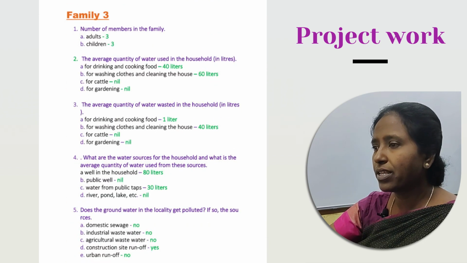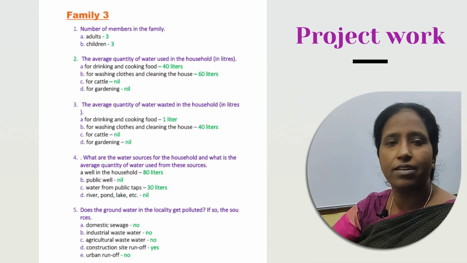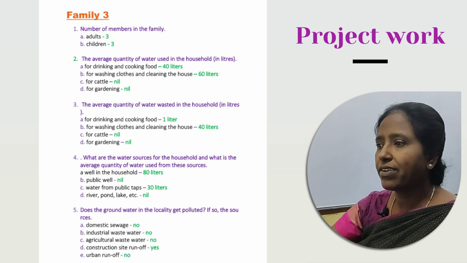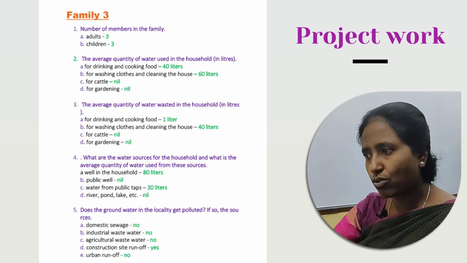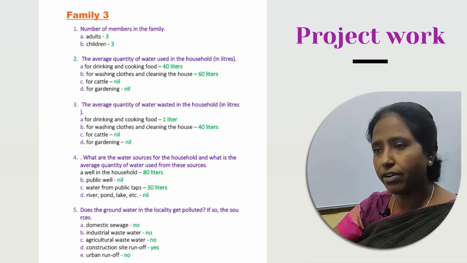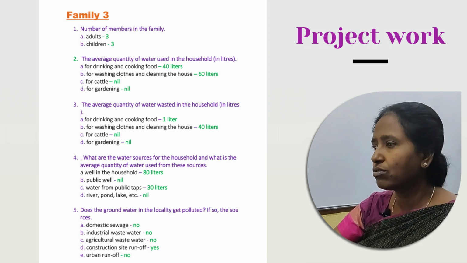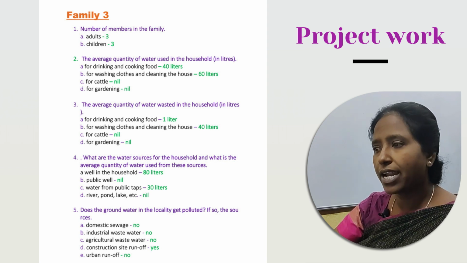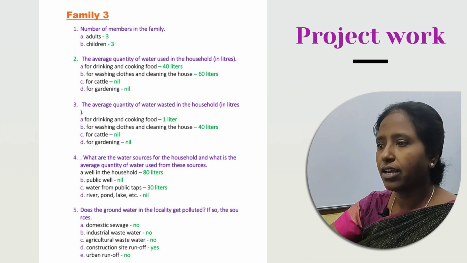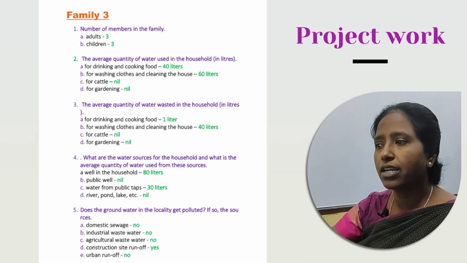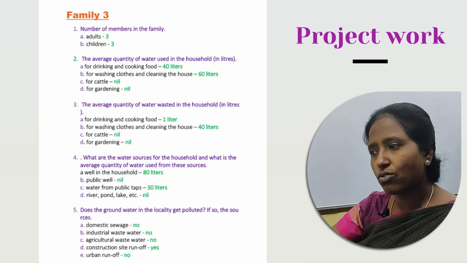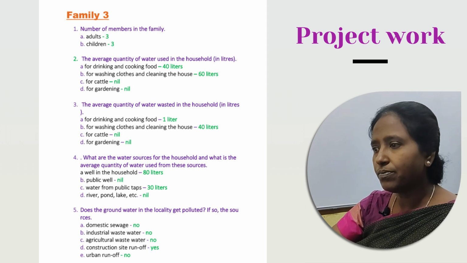Okay, so family 3, number of members, adults 3, children 3. Average quantity of water used in the household: for drinking and cooking food, 40 liters. Washing clothes, 60 liters. Cattle, nil. Gardening, nil. Then water wasted: drinking and cooking, 1 liter. Washing clothes, 40 liters. For cattle, nil.